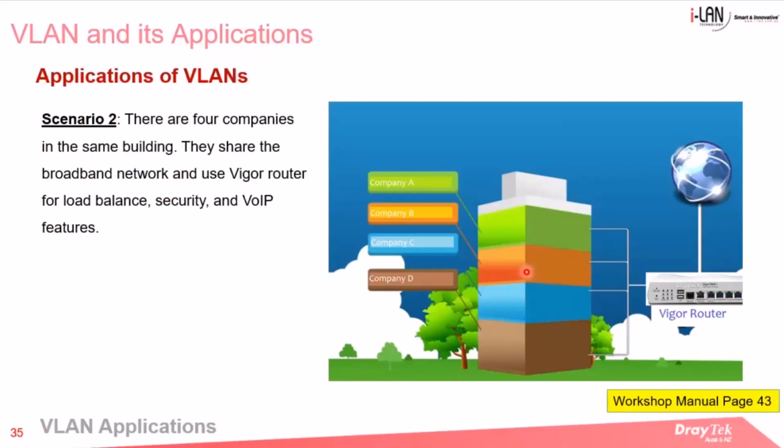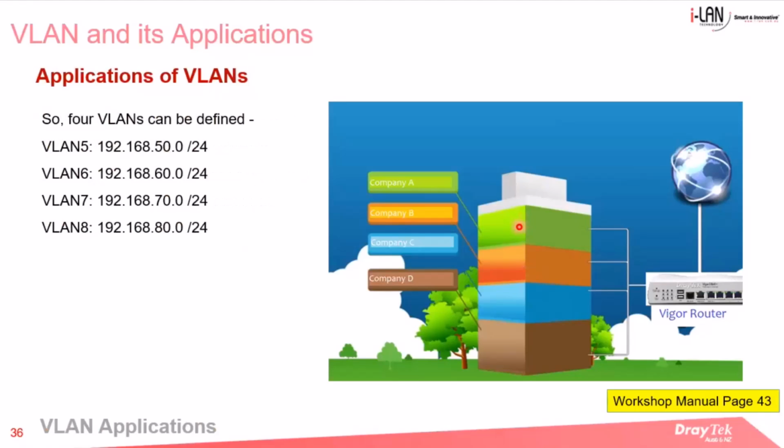Another scenario is that we have 4 companies that are located in the same building, and they share the same broadband network and use a DrayTek router for load balancing, security, and VoIP features. So to keep all the companies separate but still able to share the same internet connection, we can create 4 VLANs in the network. Let's call them VLAN 5, VLAN 6, VLAN 7, and VLAN 8, and each of them has a different subnet. And in this case, we don't want to enable inter-LAN routing, of course.